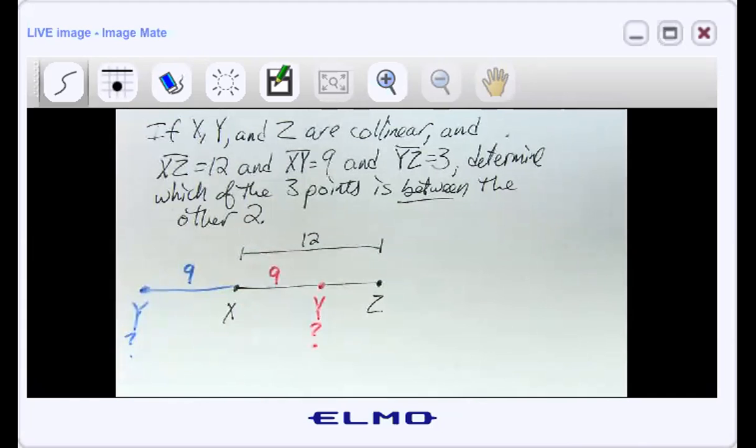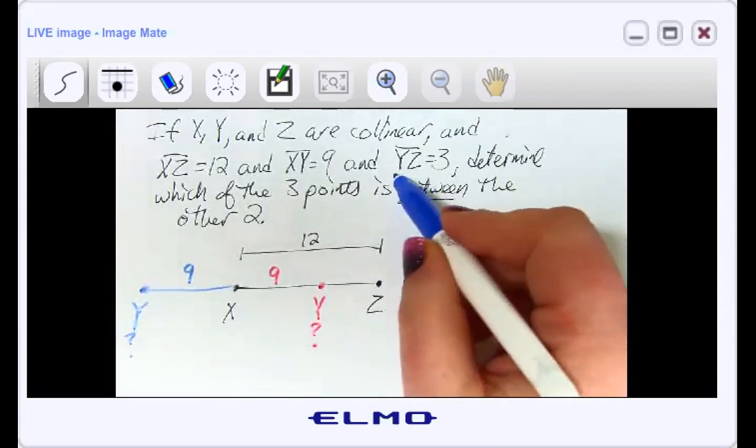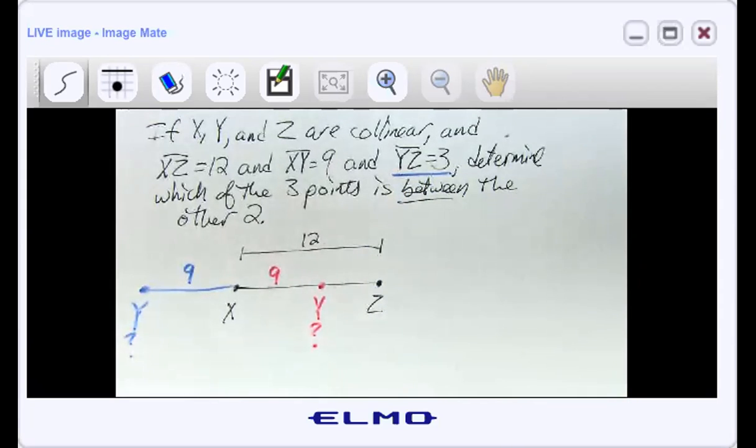They're both perfectly possible. I would still have an XZ that's 12 units long, and then I just need an XY that's 9 units long. So it could be this one or it could be this one. I don't know yet. But if I look at the third bit of information, it tells me that YZ has to be 3. So one of these two scenarios makes sense and one of them doesn't.